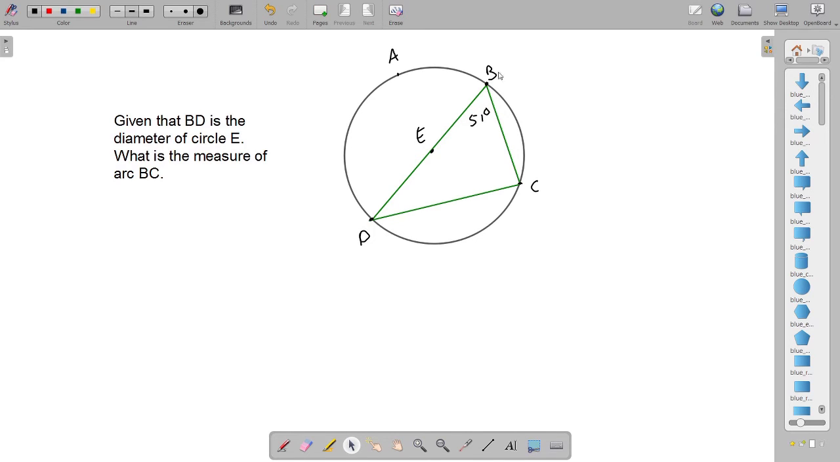What does that help us with? If this is the diameter, its intercepted arc is this. So if this cuts the circle in half, this arc is 180 degrees, and so would this be. So we know that from B to D, our intercepted arc is 180 degrees. I'm just going to quickly label that. So from B to D is 180.